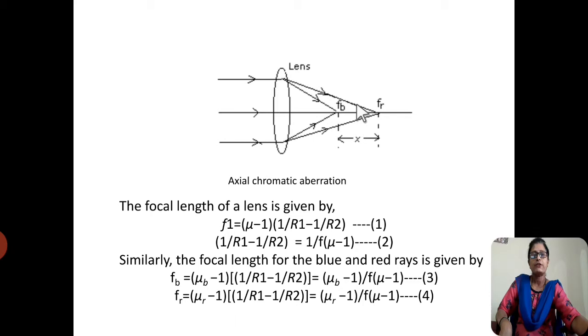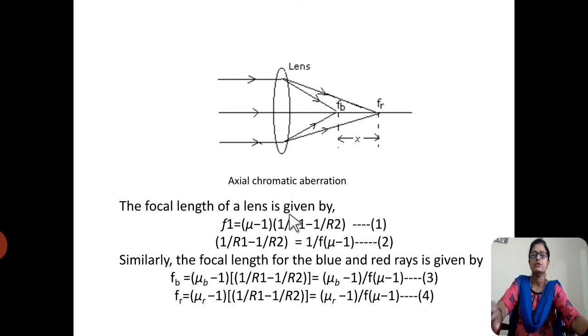So the image spreads over a distance x from the blue focus to the red focus. That is, x is equal to FR minus FB, and this difference between the focal lengths of the red and blue rays is known as the longitudinal or axial chromatic aberration. Therefore, an equation for axial chromatic aberration is derived as follows.